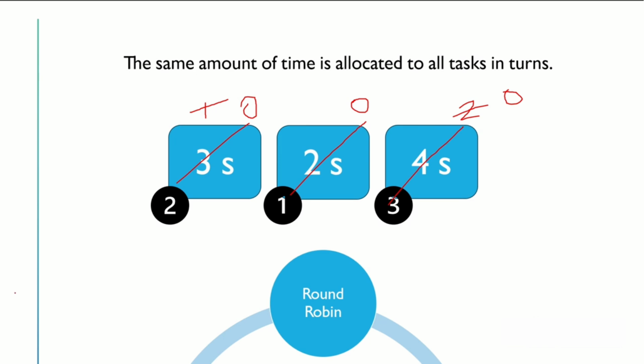Again, if we're talking about round robin, it gives the same amount of time for all of the tasks in order without making sure that they've completed it. So it doesn't matter if they've completed the task or not, as long as they're giving the same amount of time. So 2 seconds for each, and then start over again and give 2 seconds each, and so on.